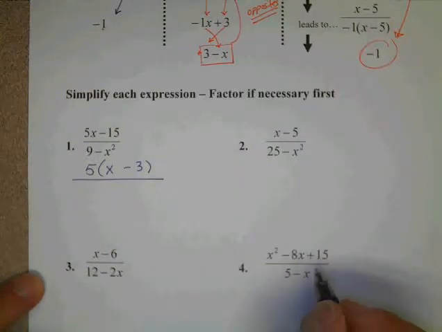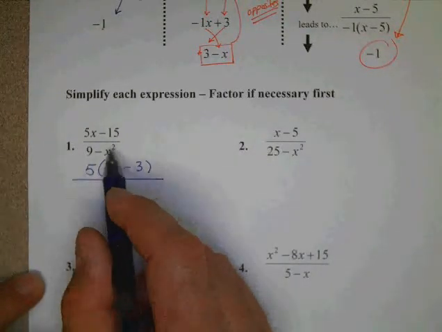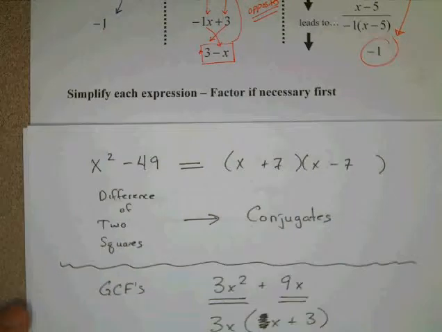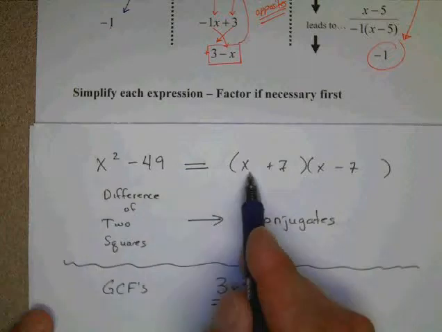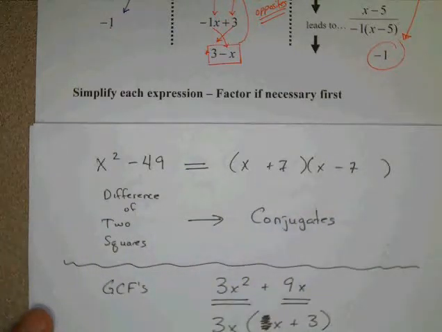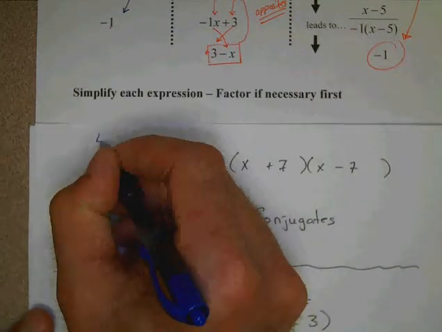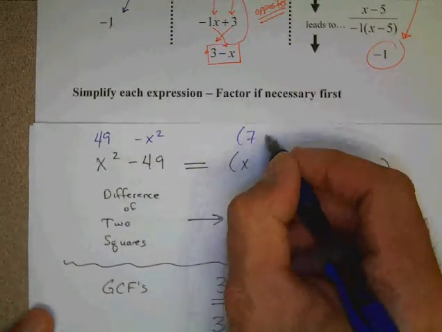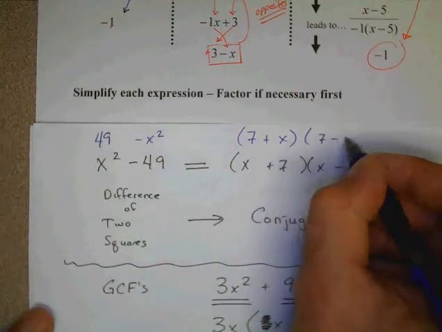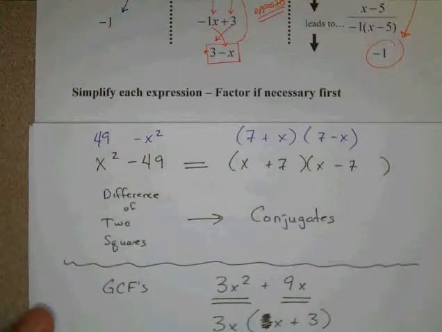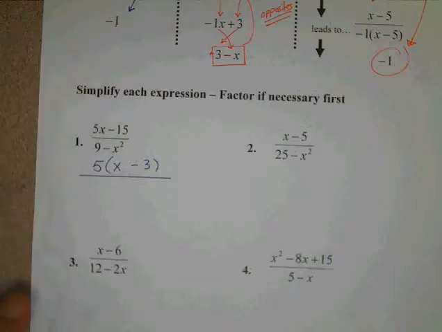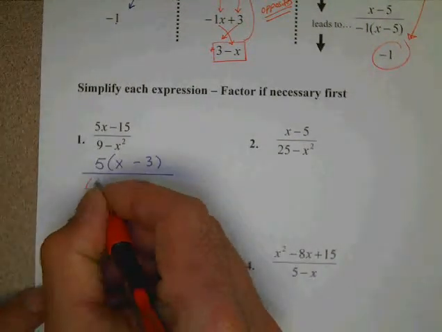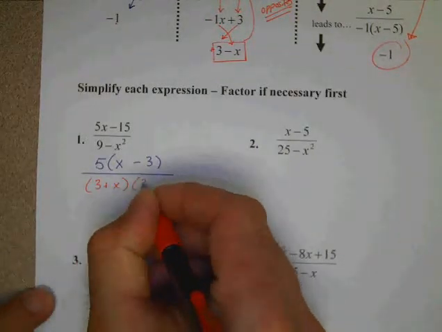Okay. Now we look at the bottom. 9 minus x squared. Well, let's review a little bit. Slide back to page 8 again. X squared minus 49 is x plus 7, x minus 7. If we take something compared to this, like 49 minus x squared, that's going to be the reverse: 7 plus x, 7 minus x. So with that in comparison, let's look at this one. 9 minus x squared is going to be 3 plus x and 3 minus x.